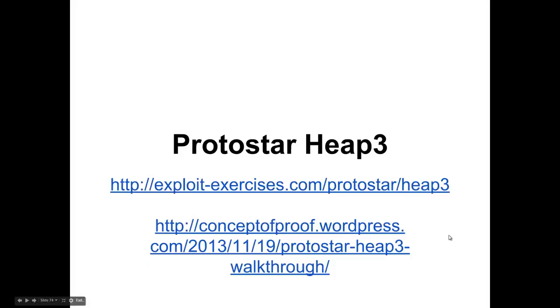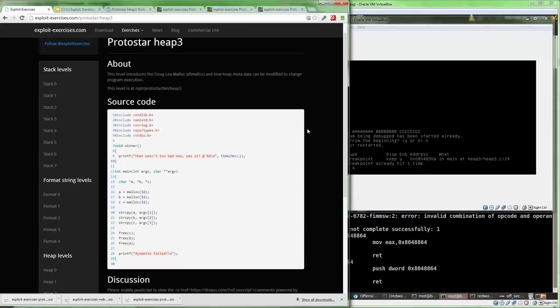So let's look at an exercise with heap exploitation. All right, class, this is the heap 3 walkthrough for Protostar's challenge exercises from exploitexercises.com. There's two functions here. We are lucky enough to have the source. There's a winner function. Obviously, we have to get here somehow. And then there's the main function.